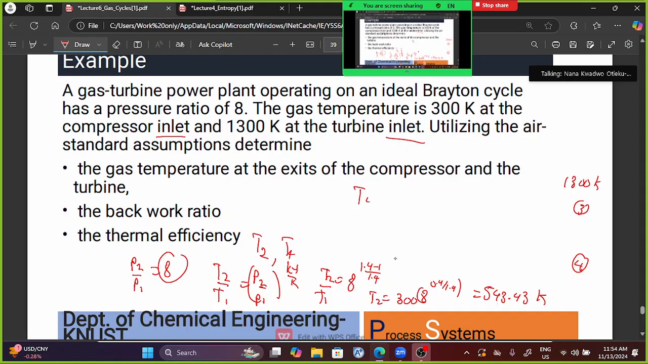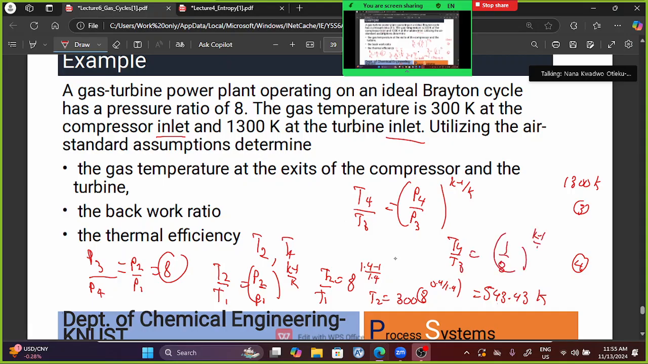So I can say that T4 on T3 should be equal to P4 on P3, right, to the power K minus 1 over K. But we said that P2 was equal to P3 and P1 was equal to P4. So if I'm having P4 over P3, it is the inverse of the compression ratio. So it means that this is going to be 1 over 8. So T4 over T3 is equal to 1 over 8 to the power K minus 1 over K.